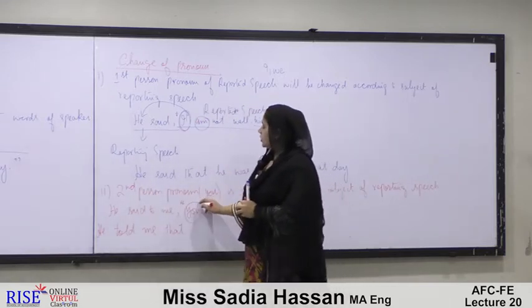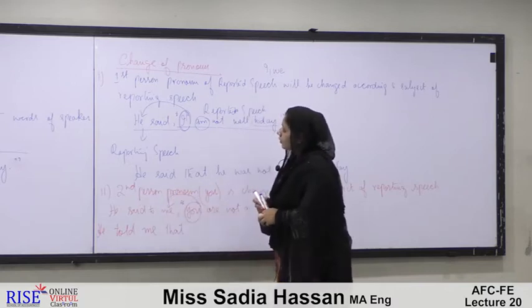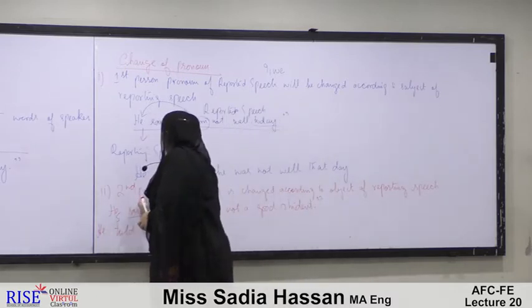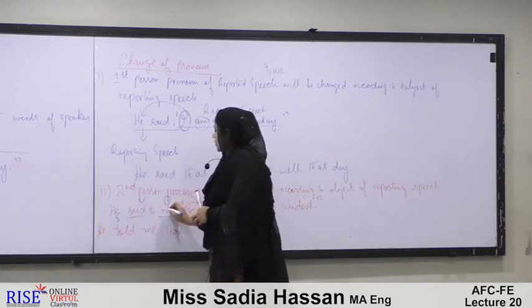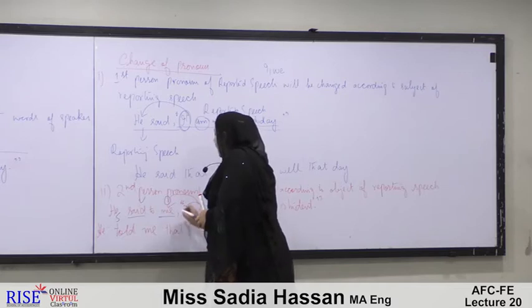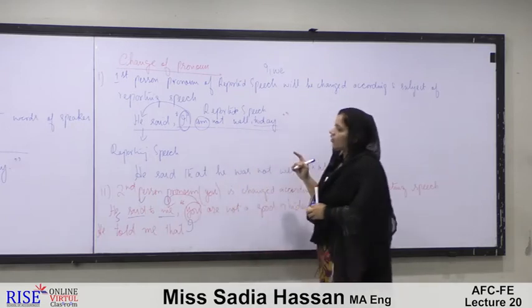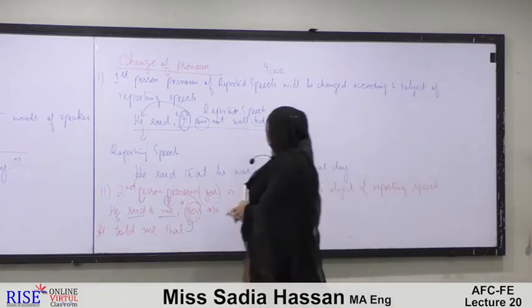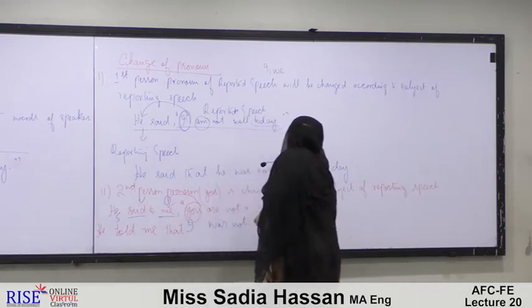This is going to be changed according to object. Who is the object over here in the reporting speech? Me. He is the subject, said is the verb, and me is the object. I am going to change this you according to this me. He told me that this you is going to be changed into I. Second person pronoun changes according to the object of reporting speech. Okay? That I was not a good student.